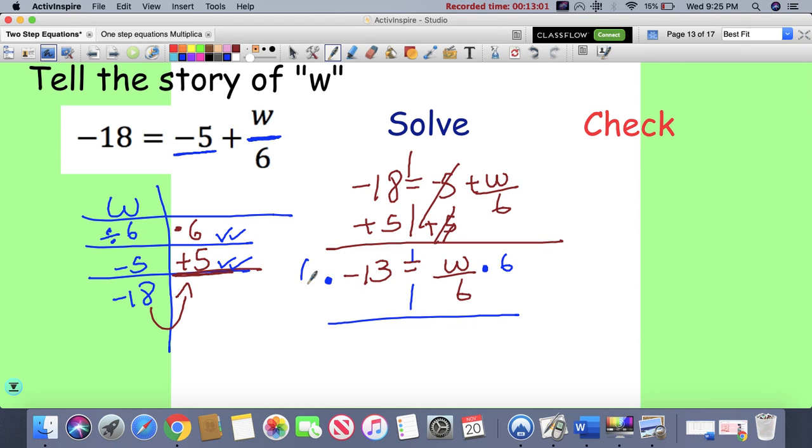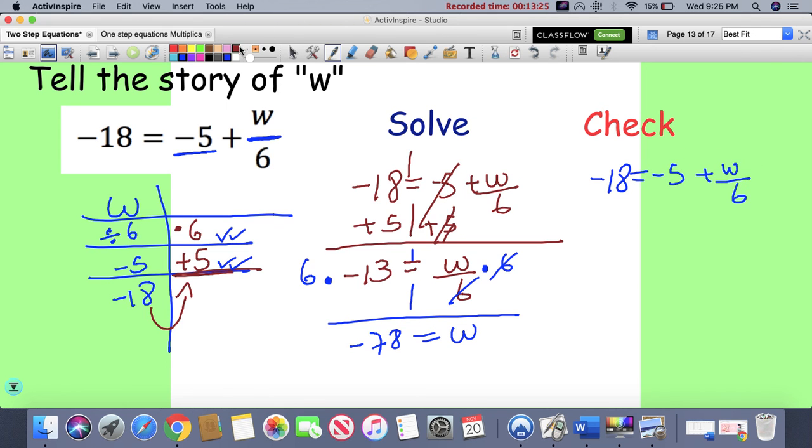I'm going to multiply by 6 on this side. On this side, this and this simplifies to 1. And then 1 times w is just w, so we put w. And 6 times -13 is -78. So that's my answer. W equals -78. Just make sure it's correct. The original equation is -18 equals -5 plus w over 6.